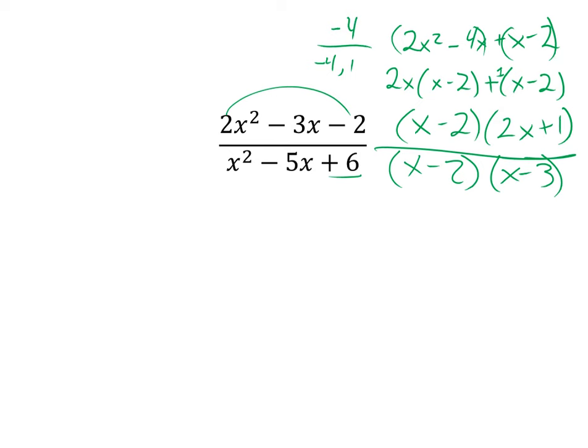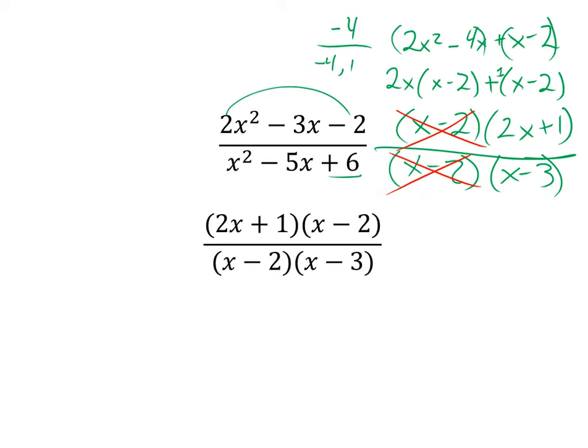Now, do we have anything the same in both? Yes, we have x minus 2 the same in both, so we can take that out, and then we're left with 2x plus 1 all over x minus 3. And so that would be our simplified answer. Okay. So you factor the top, factor the bottom, see if anything reduces. If nothing reduces, just rewrite it. If something can, take those out, and then write what you have left over.